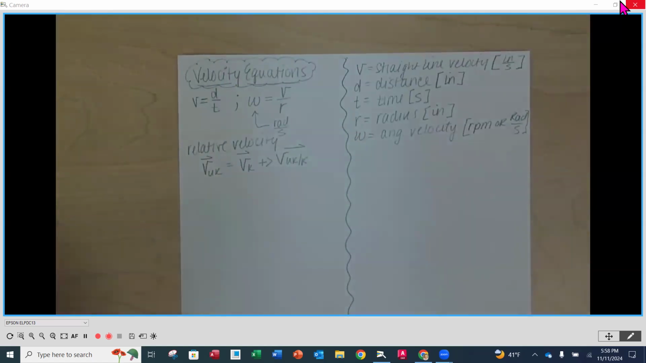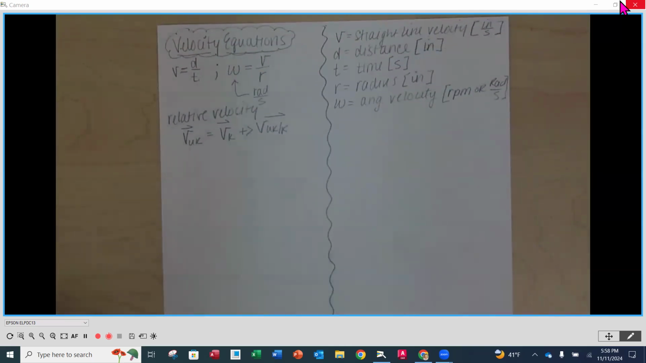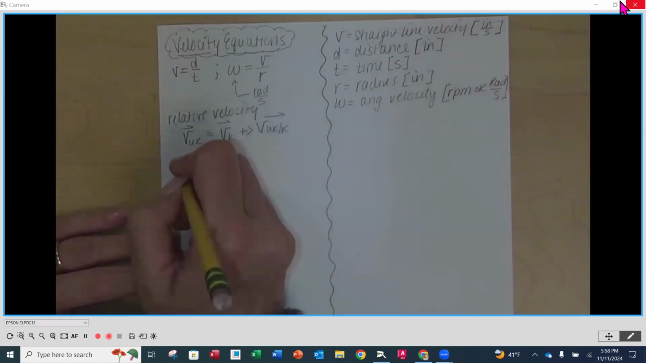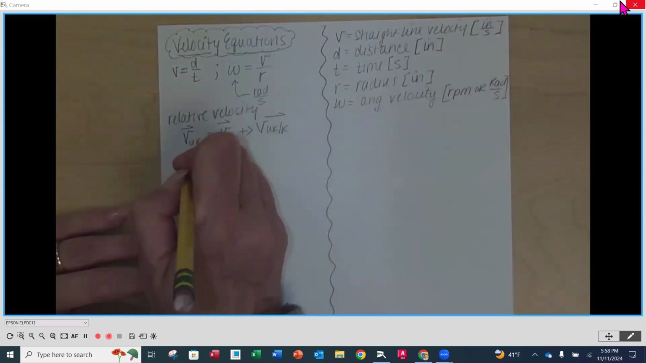So any question on velocities right now? All right. Then let's look at acceleration equations.